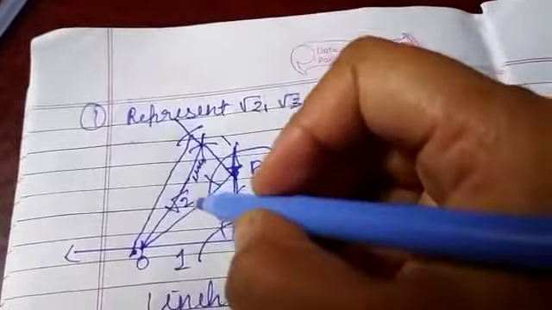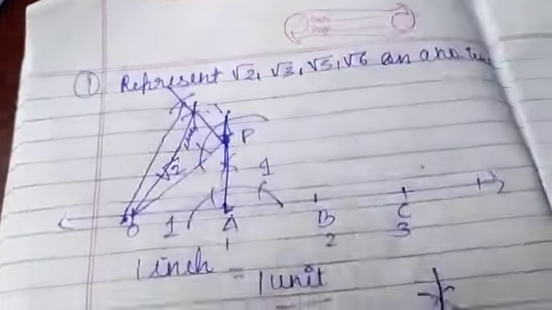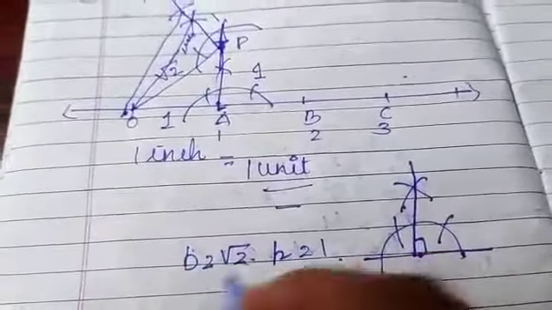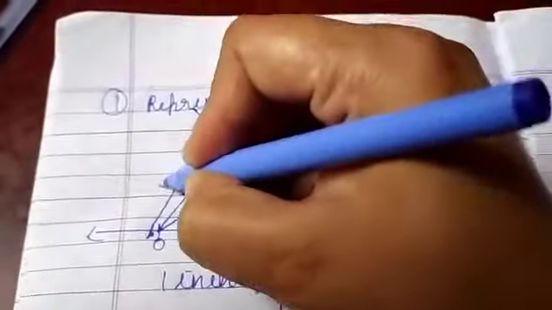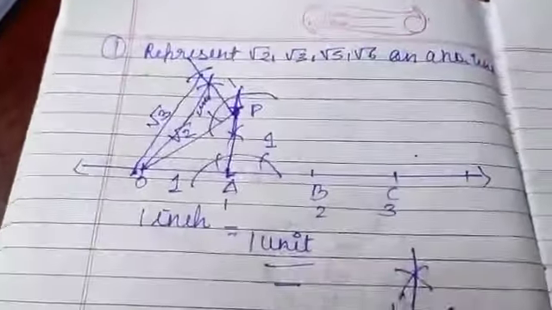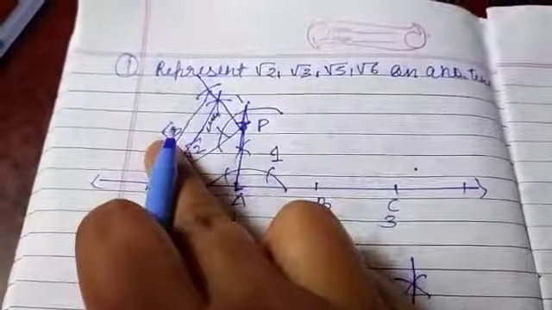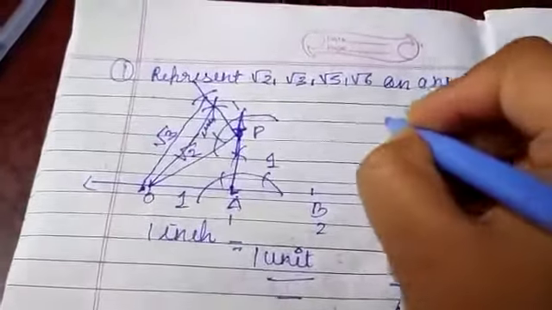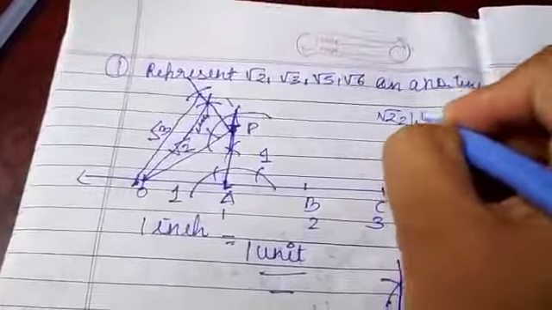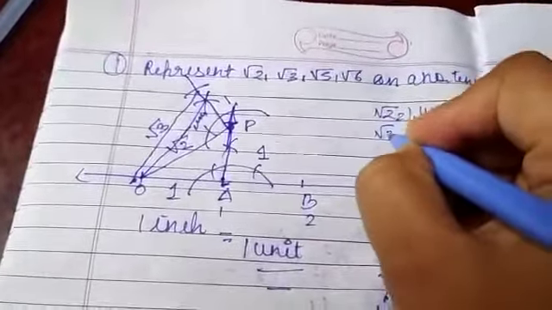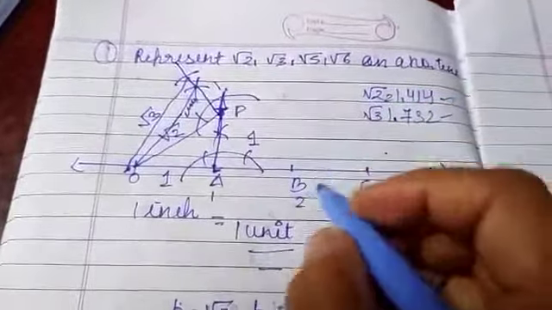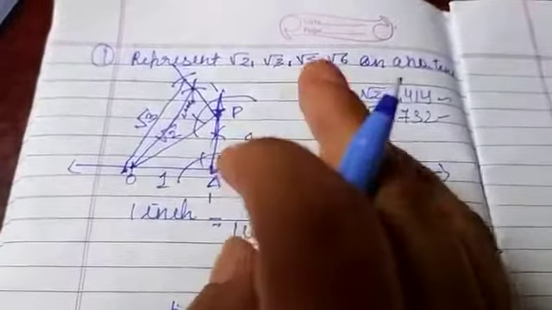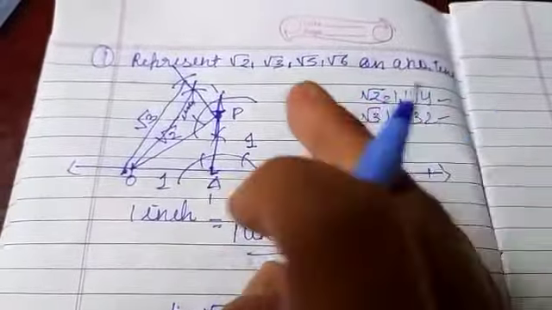Now see, this one is root 2, this one is 1, and remember when it is root 2 and root 1, so hypotenuse will be under root 3. So this one value will be under root 3. Now see, we have represented under root 2 and under root 3. What is the value of under root 2? Under root 2 is equals to 1.414 and under root 3 is equals to 1.732. Correct? Means these both will lie between 1 and 2. I hope it is clear. These both will lie between 1 and 2.